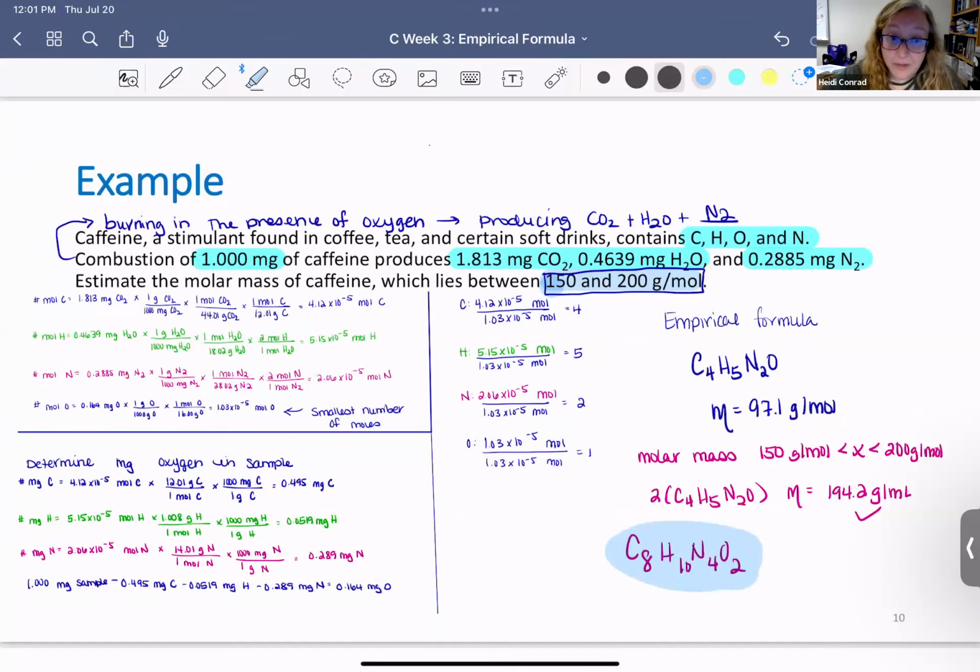And so I was able to solve my empirical formula and my molecular formula through combustion analysis. Does that make sense to you guys? Do you have any questions?